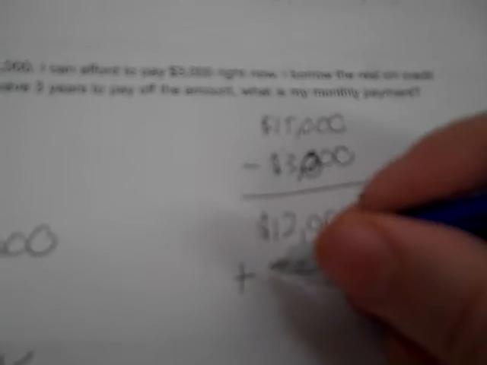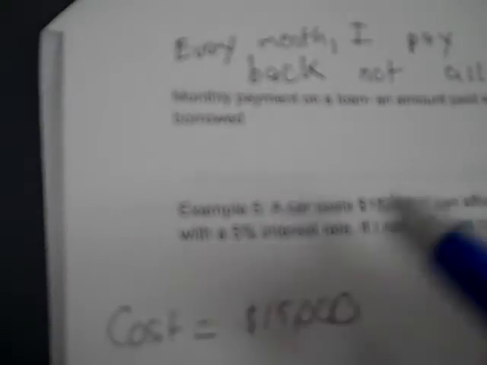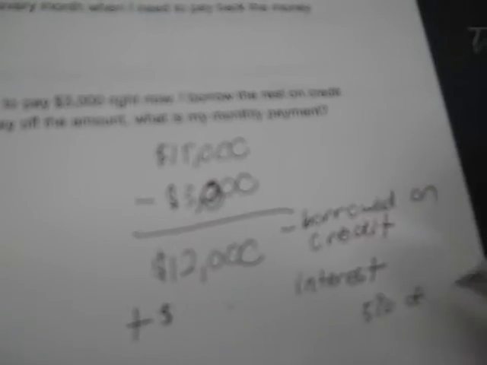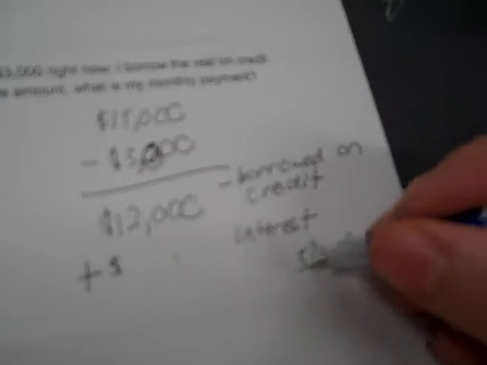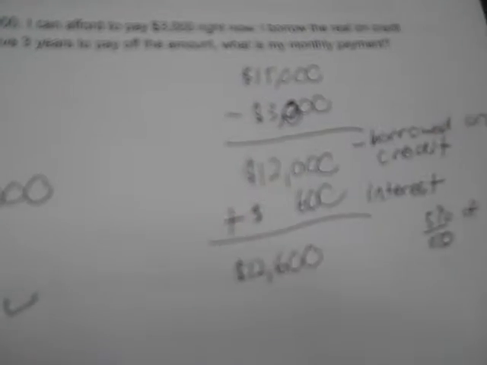Now there's also an interest. So I have to find another money amount because I need to find how much interest. We have to pay interest. So to find the interest, I have 5%. So I need to find what 5% of $12,000 is. So I divide by 100 and then multiply. Hit equals, then multiply by 12,000. That's how you find 5% of 12,000. Okay, $600. So that's $12,600.